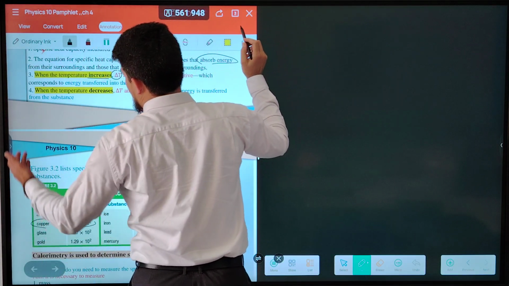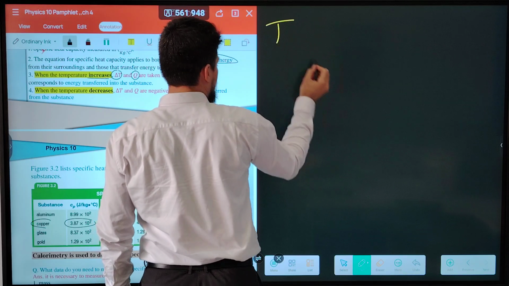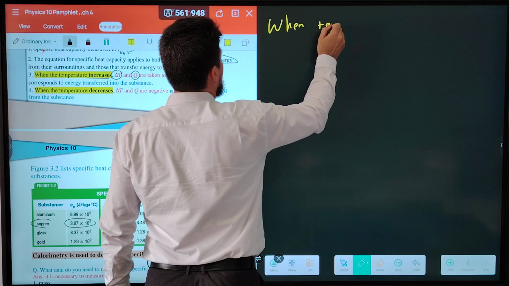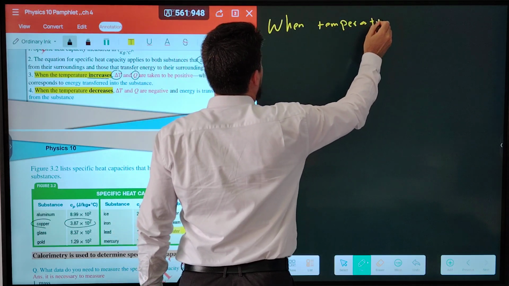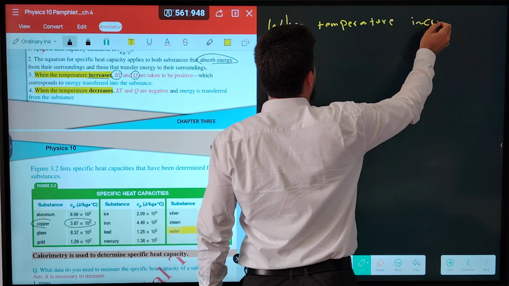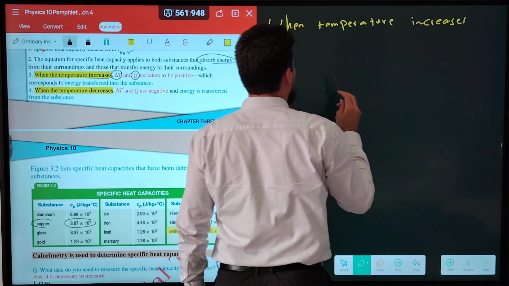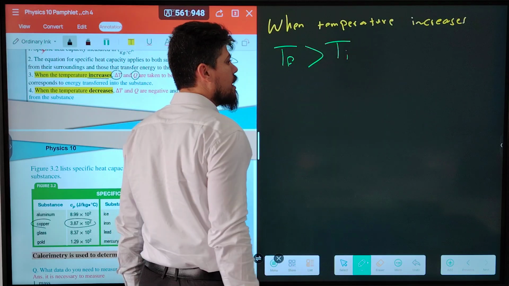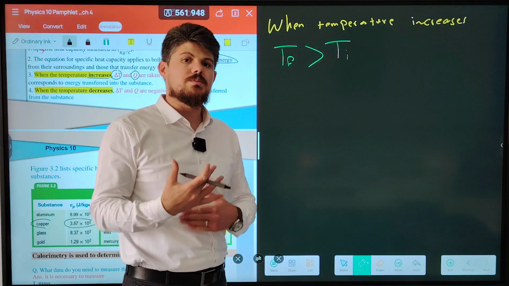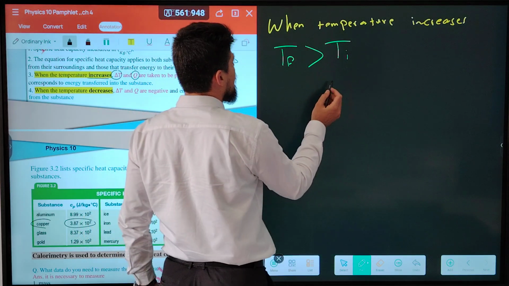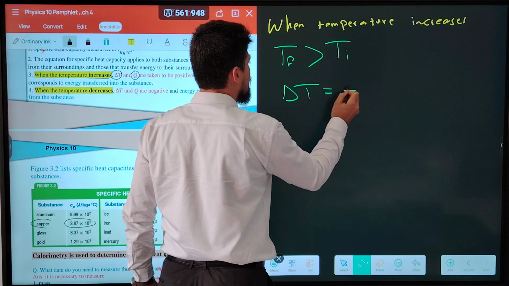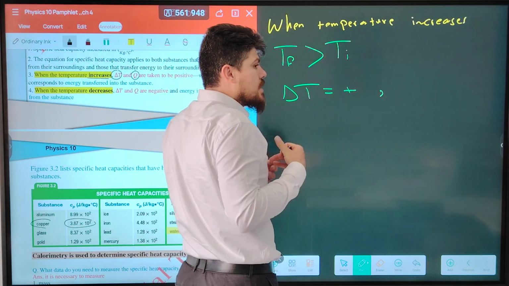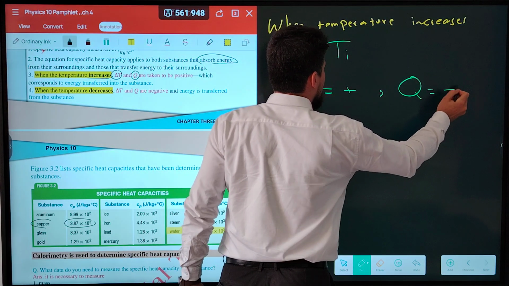When the temperature increases, guys, look, T final is bigger than T initial. It means that the substance or the object must be heated by increasing temperature. When T final is bigger than T initial, delta T is what? Positive. When the object gains energy, consider it to be positive. So Q is positive.